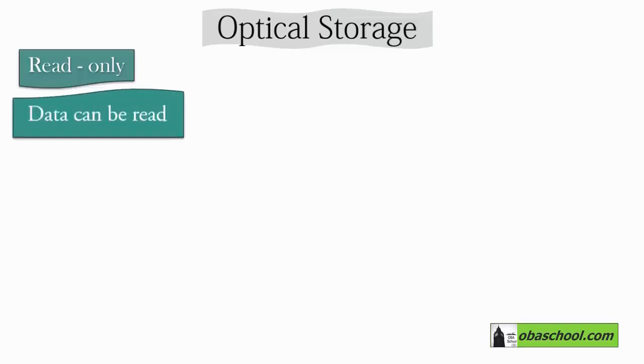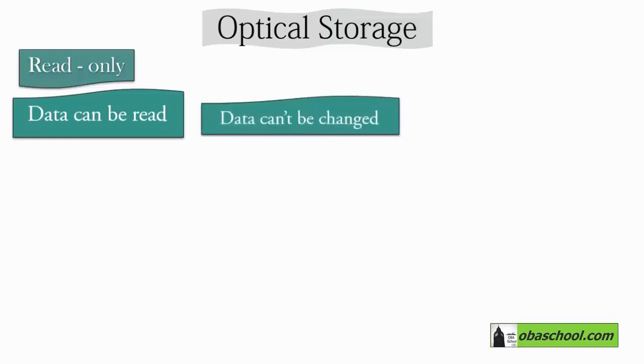Now, let's talk about the optical storage. We have different types of optical storage. The first one is read-only. Let's start with the advantages. Number one, data can be read. Number two, data cannot be changed.